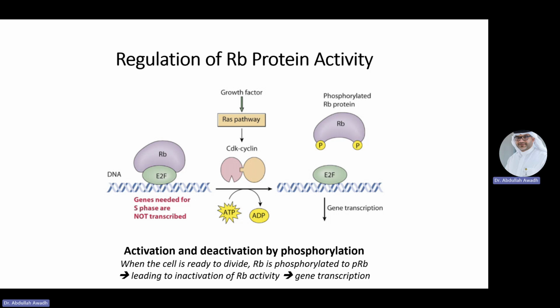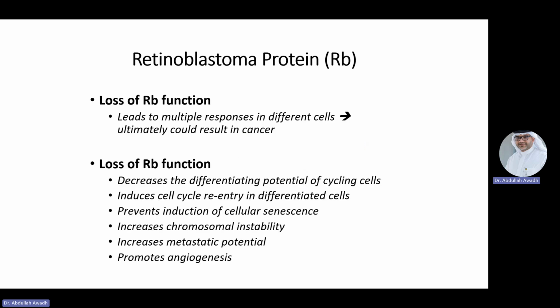So this is how they work together, two different components, two different layers doing different things, but all are linked to the condition of the cell and the presence or absence of damage. So what happens if we lose the function of retinoblastoma? Multiple responses in different cells ultimately could result in cancer. Specifically, there are certain things that the loss of function mutation in RB could result in.